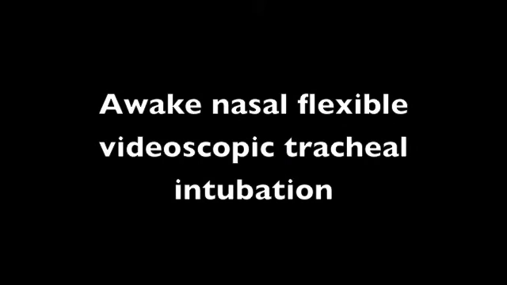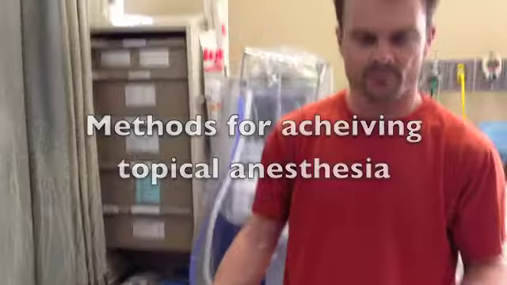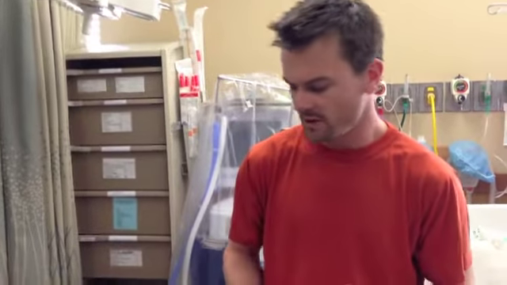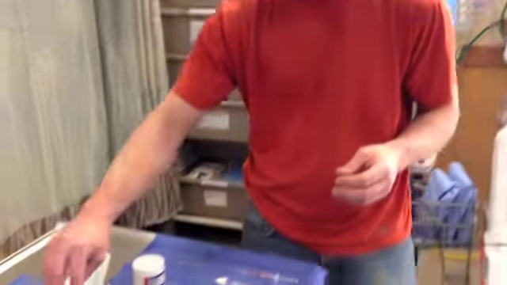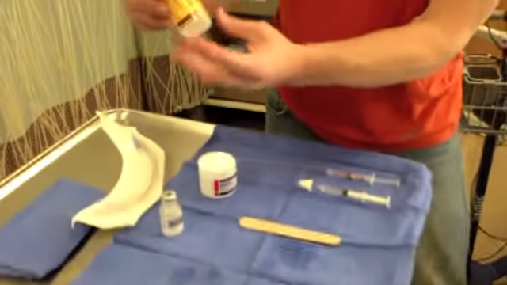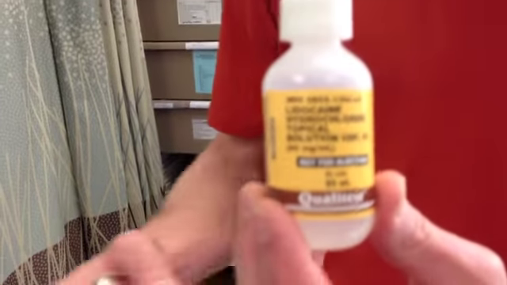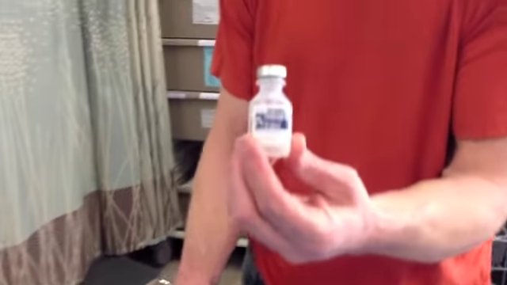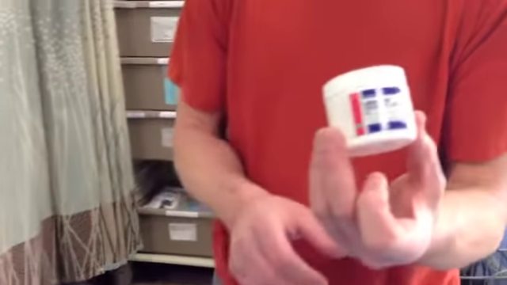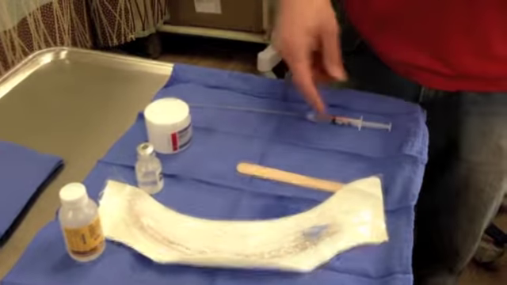So the first procedure we're going to review is an awake nasal flexible videoscopic tracheal intubation using a flexible videoscope, the Storz 5 scope. First, we'll go over methods of achieving topical anesthesia. For topical anesthesia, we're going to use three different solutions. We're going to use 4% lidocaine without epinephrine, which I call the airway lidocaine. We're going to use 2% without, and then we're going to use 5% lidocaine paste. In addition, we have two devices here.